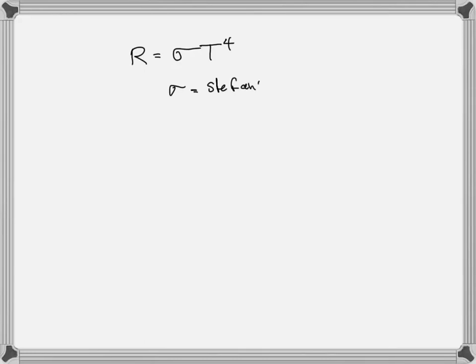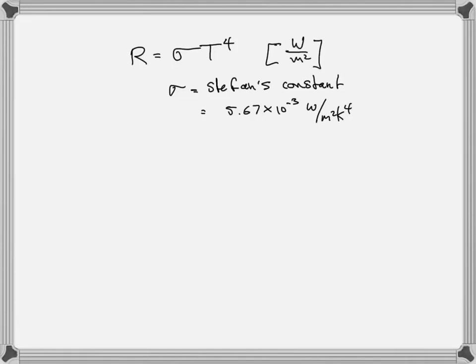Stefan's constant is equal to 5.67 times 10 to the minus 8 watts per meter squared Kelvin fourth. That's what the units better be, right? Because if R has units of power per unit area, that's watts per meter squared, then you divide that by T to the fourth, and you get watts per meter squared Kelvin fourth.